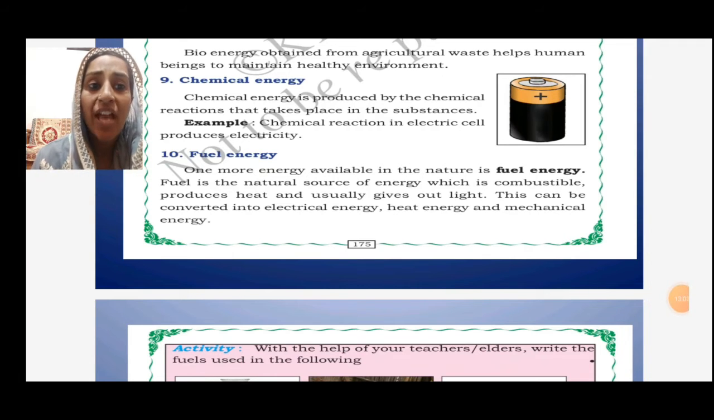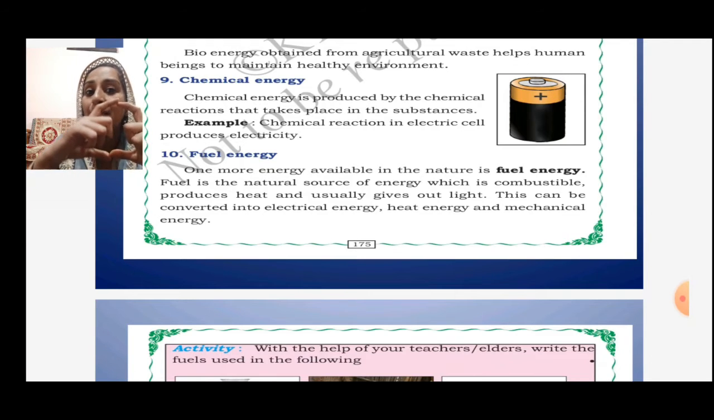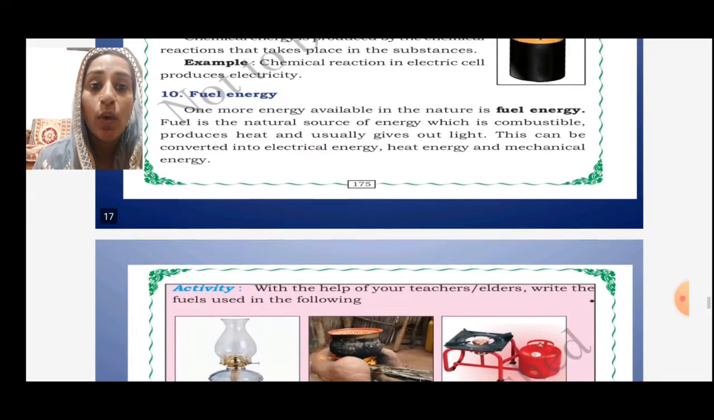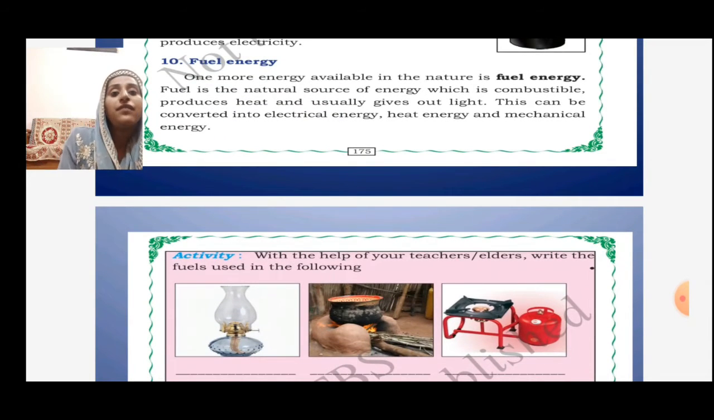Example: chemical reactions in an electrical cell produce electricity. See, when positive and negative charge come together, it produces electricity. Okay, we have cells, right? This will be a small cell in which a positive point and a negative point will be there. We will attach the positive point and the negative point with this wire. What happens? It produces one kind of energy. That energy is electricity. Okay. This is a chemical reaction.